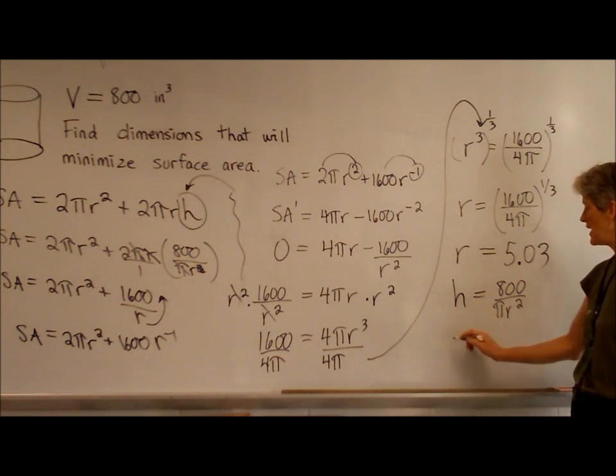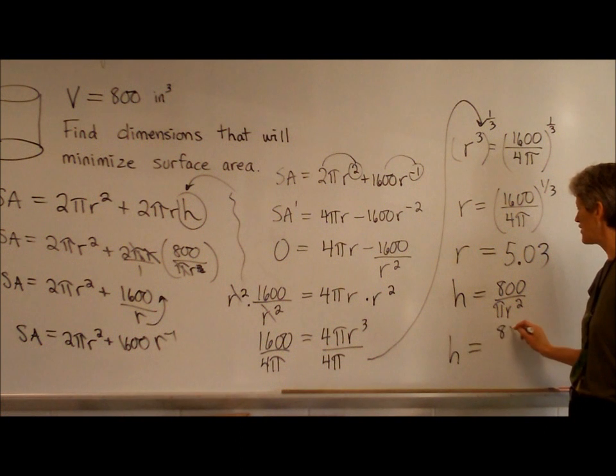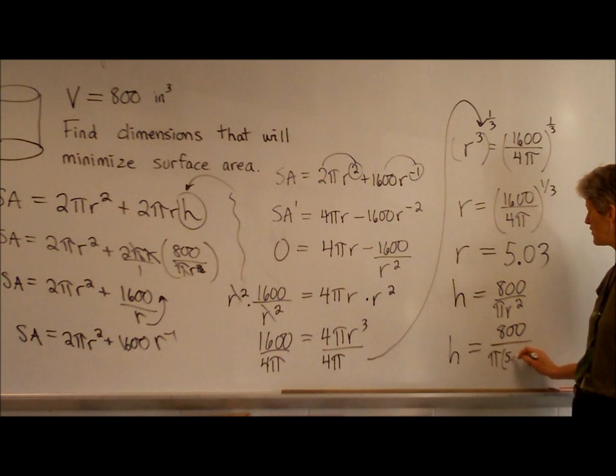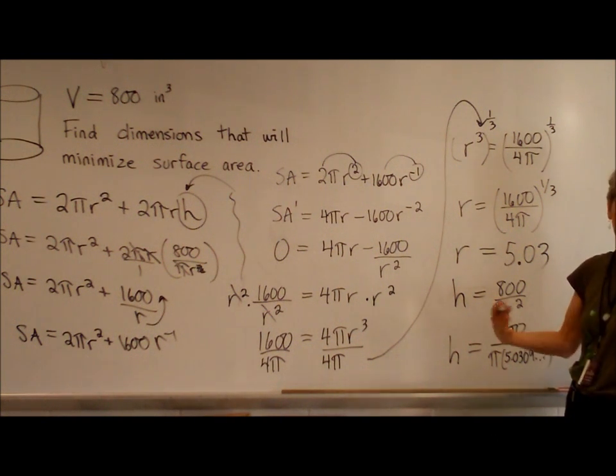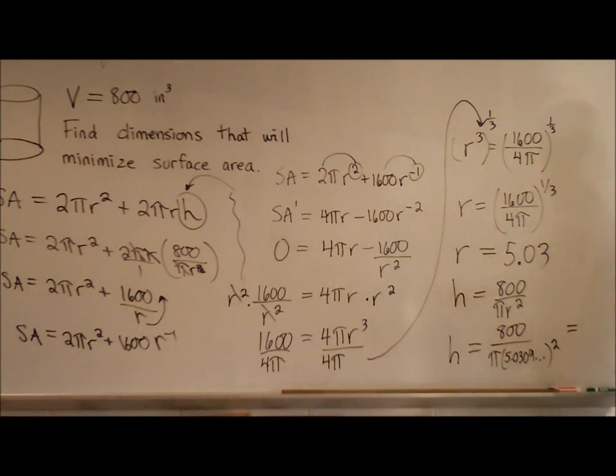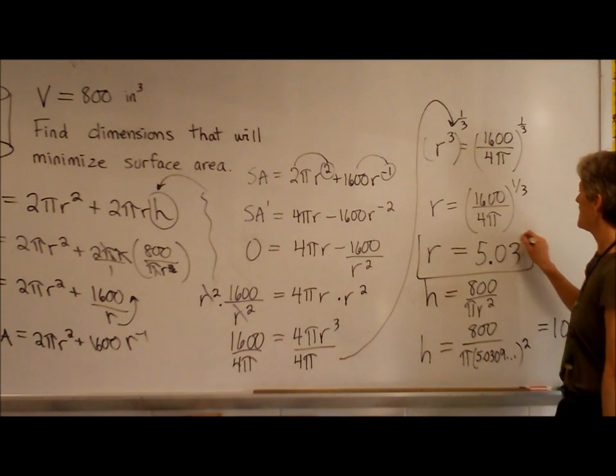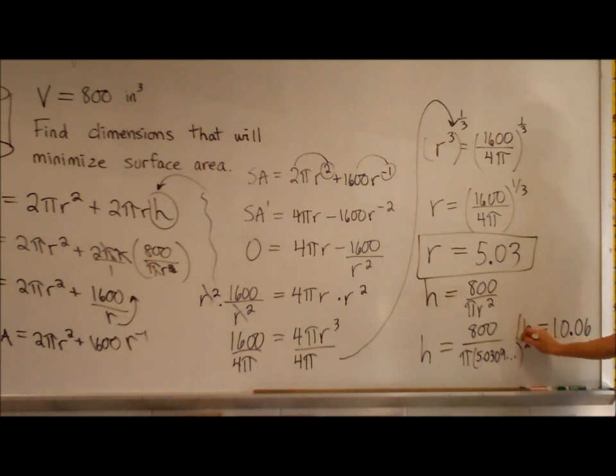So I can take my radius, and of course you're using your calculator back at home, so you would want to put the full decimal in there rather than the rounded version to make sure you get an exact answer or as close to exact as possible. And you're going to end up with 10.06 inches. So my dimensions would be 5.03 inches for my radius, and my height is 10.06 inches. And there you have it.